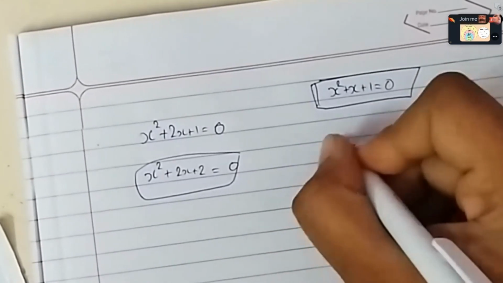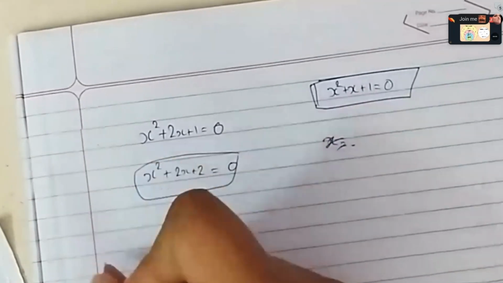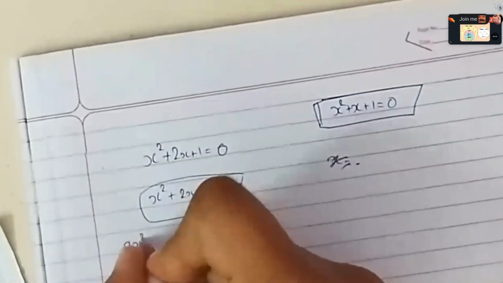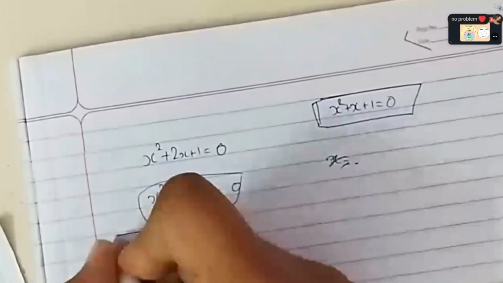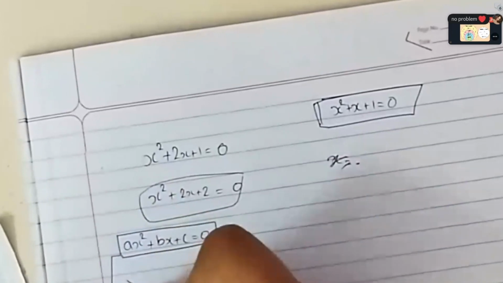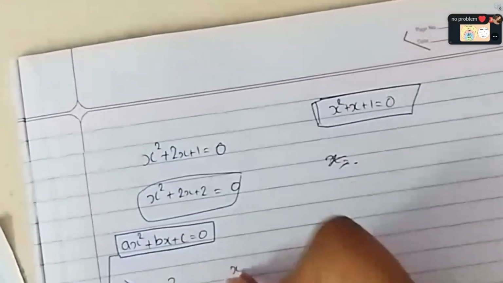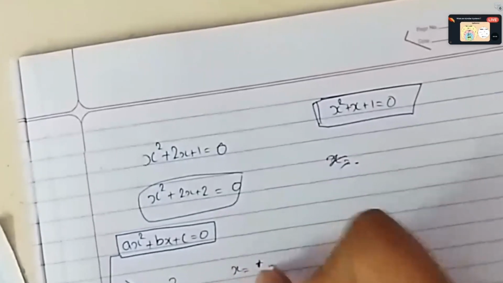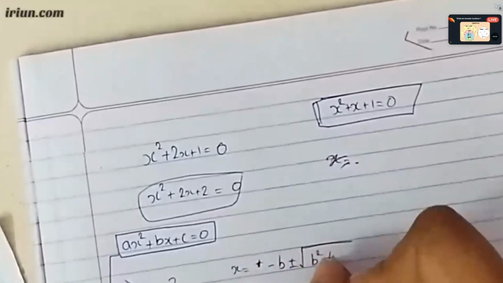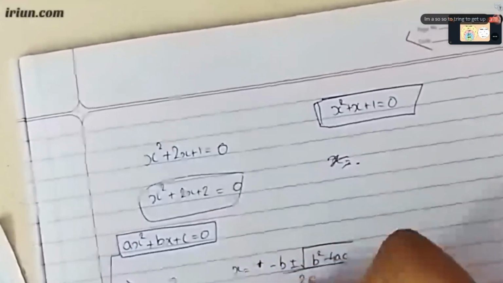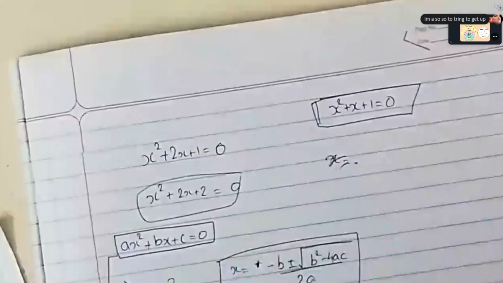You guys do know the quadratic formula. Whenever any quadratic equation is solved, we know the values of x for which it is 0. The values are specifically x equals minus b plus or minus the square root of b square minus 4ac, upon 2a. This is the solution of a quadratic equation.